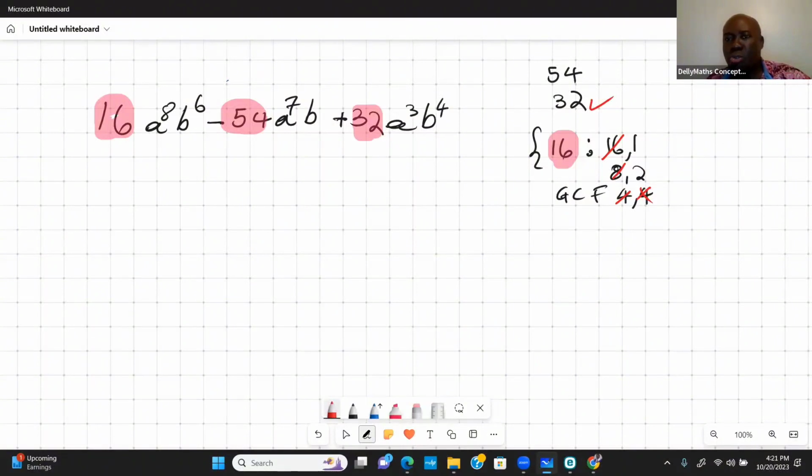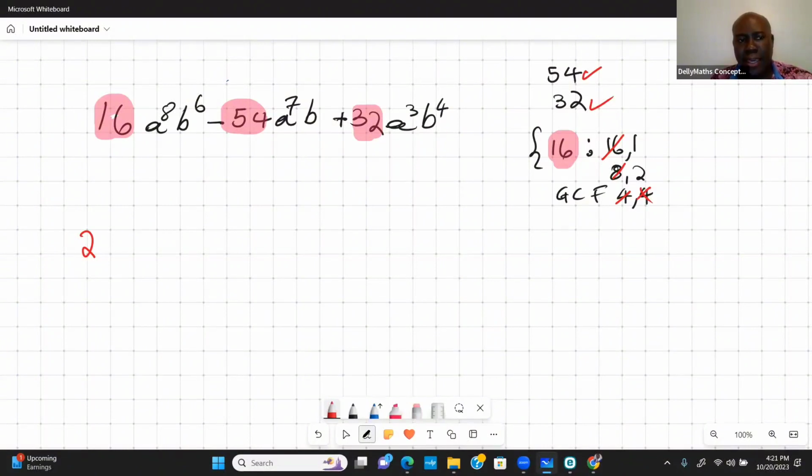Can 2 go into 32? Yes. Can 2 go into 54? Yes. So right there, we're seeing where 2 is the greatest common factor. So we're going to write the 2 here. And now, so that is going to be for the coefficients. Let's take a look at the letters.